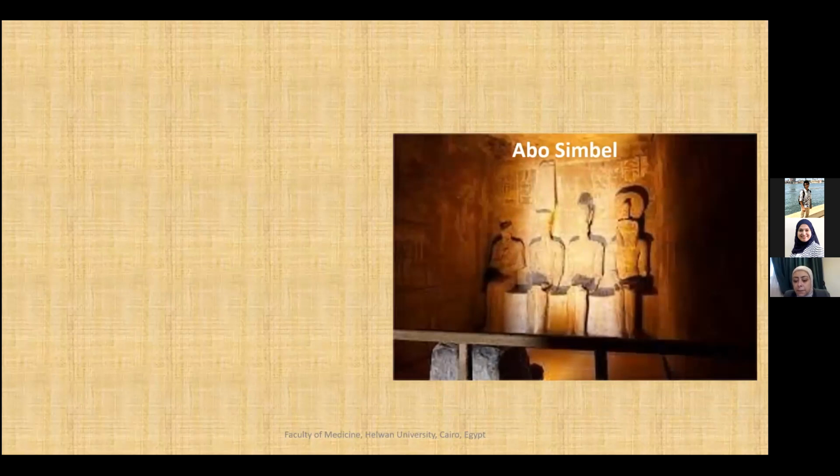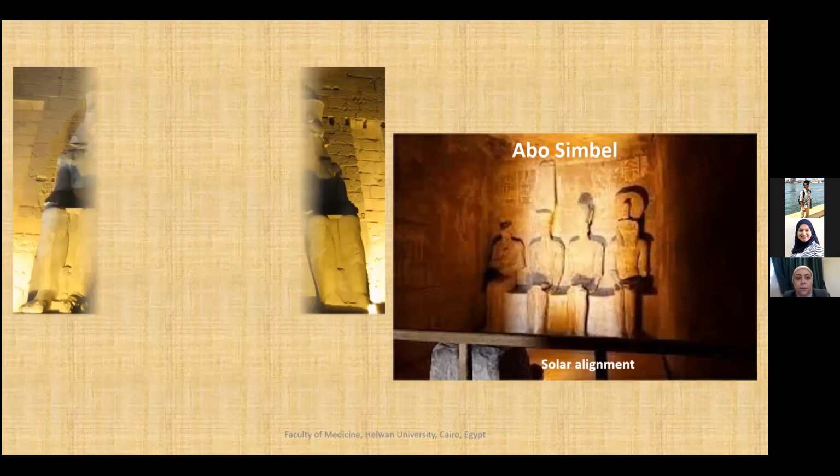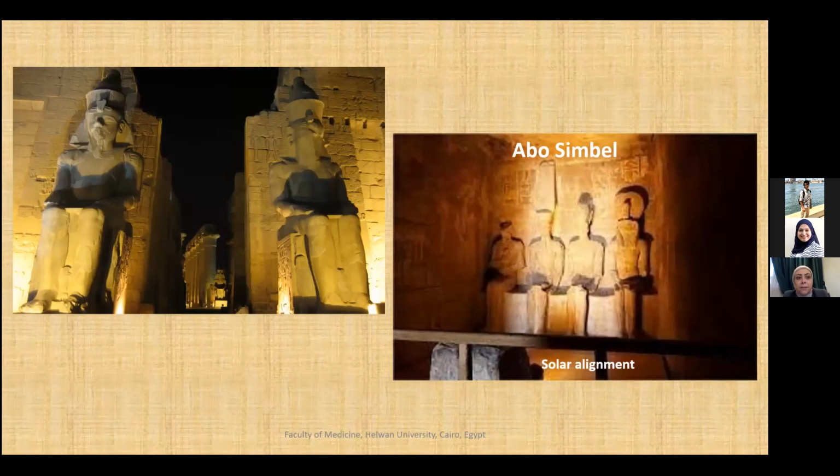This is a temple in Abu Simbel where there is a solar alignment to Ramses II on his birthday and when he became the king of Egypt. And this is Luxor, where there is the largest open museum on the earth.